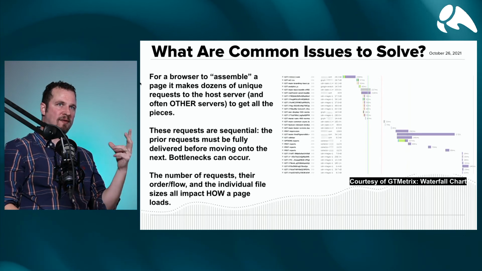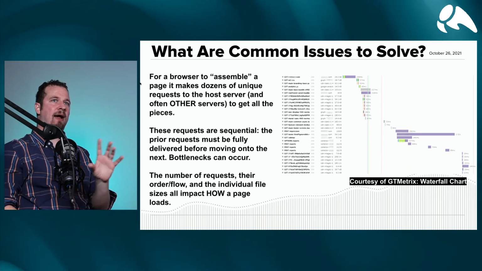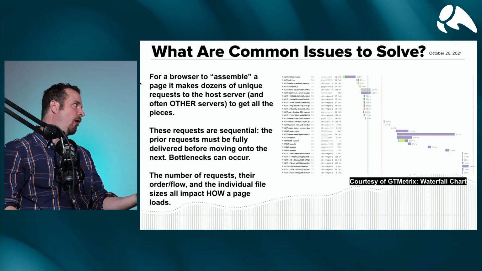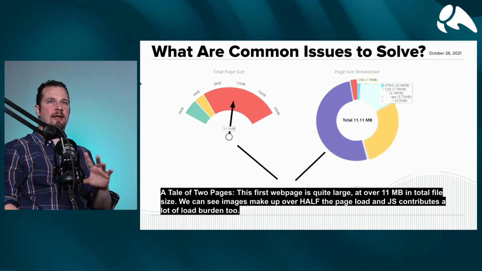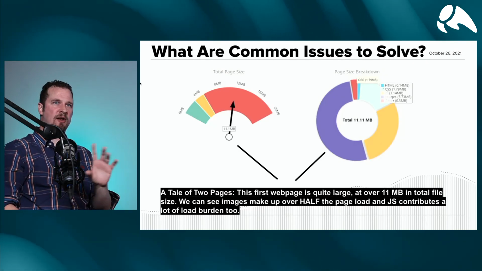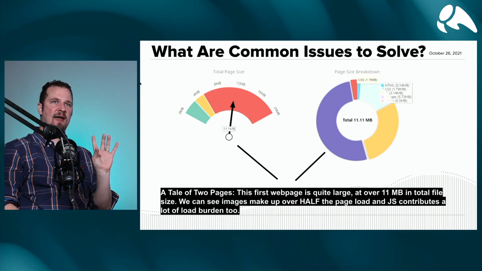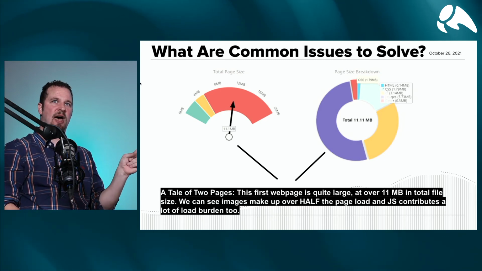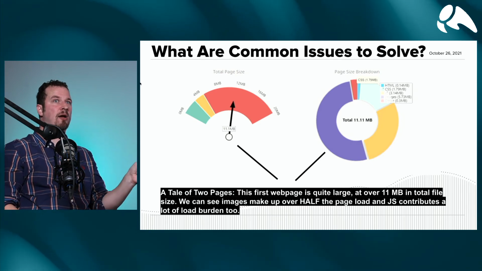The number of requests that you're making, their actual order or flow can all impact how a page loads. And individual file sizes are all going to impact how a page loads. So here's a tale of two pages. This is from a different tool that I use, but it lets me very quickly figure out what's going on. I take the page and I run it through the tool, and the first thing on the left is just a meter of, what's the total page size? And in this example, it's over 11 megabytes, which I can tell you is a humongous web page, right?